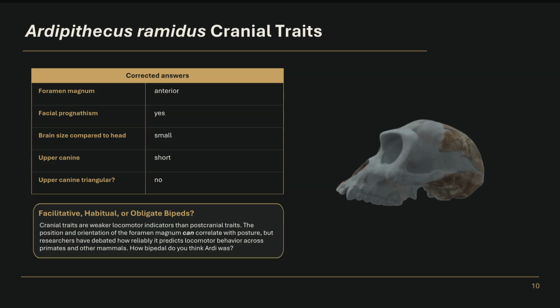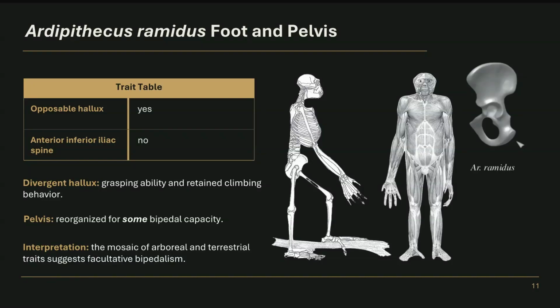The foramen magnum is frequently discussed in relation to posture. In habitual bipeds, the foramen magnum tends to be positioned more anteriorly under the cranial base, helping align the head over the vertebral column. In A. ramidus, this trait provides partial support for hominin affinity and altered posture. Cranial evidence alone remains limited for reconstructing locomotor behavior. The postcranial skeleton provides the stronger evidence for how the animal moved.